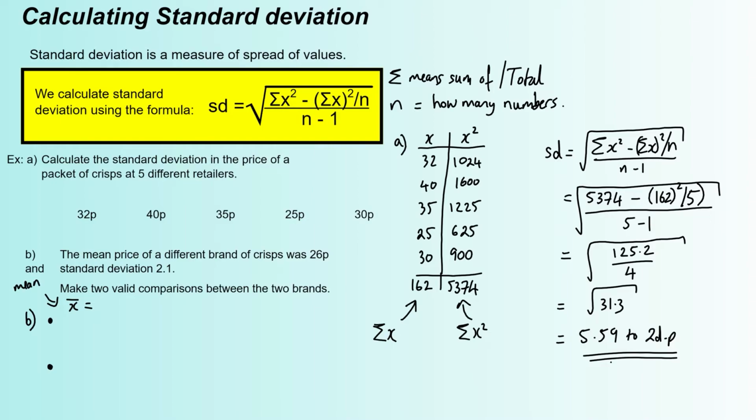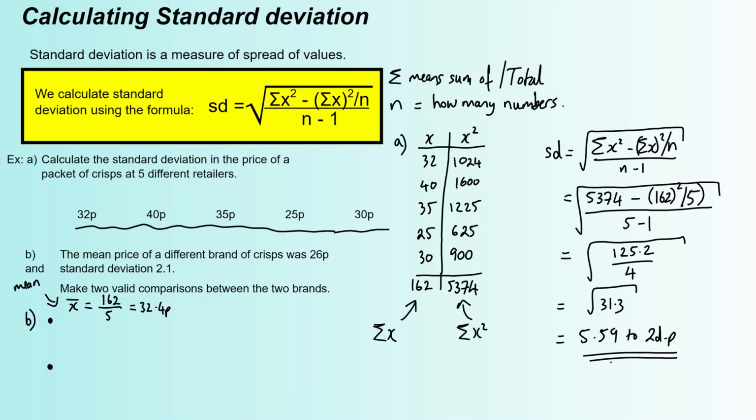And that's just the total of all these numbers. So adding all these numbers together and then dividing by how many there are. Okay, so if we add them together and divide by how many there are, we get 162 divided by 5, which is 32.4. So for the first packet of crisps, we're looking at 32.4 pence on average.